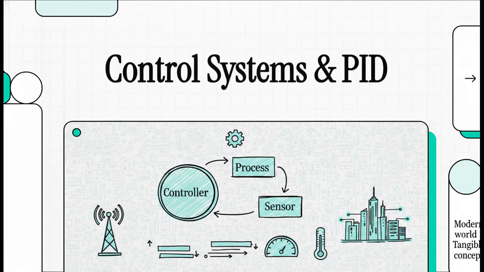Welcome back to this explainer. Today, we're diving straight into the invisible logic that actually runs our modern world. We're talking about taking abstract control systems and turning them into the very real, tangible concepts we rely on every single day. Let's get into it.